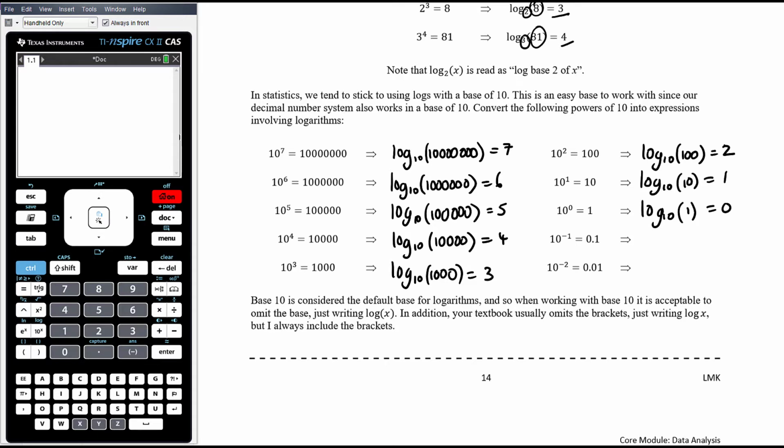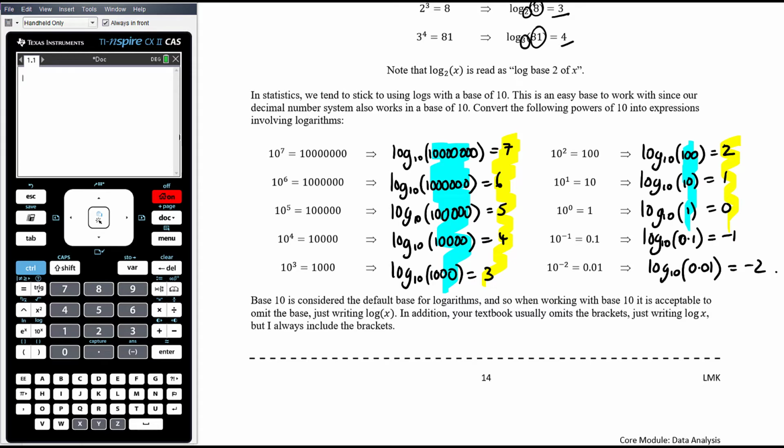Then we get into the negative powers. 10 to the power of negative 1 is 1/10, 1 divided by 10, or 0.1. So log base 10 of 0.1 is negative 1. Log base 10 of 1/100th, which is 0.01, is negative 2, etc., etc., etc. So when we're working with the log scale, these are the numbers that we're going to see on the scale, and they correspond in terms of real numbers to these.